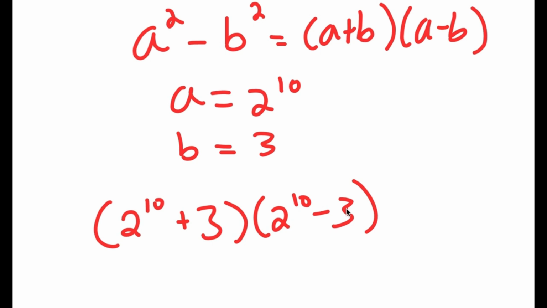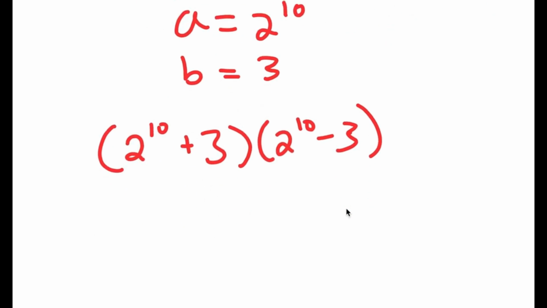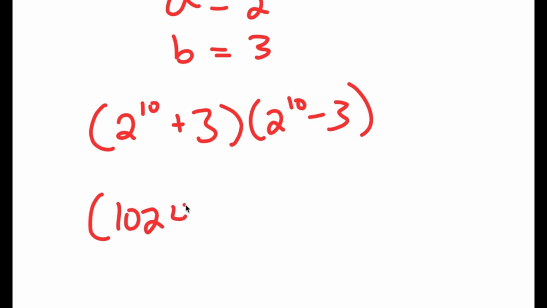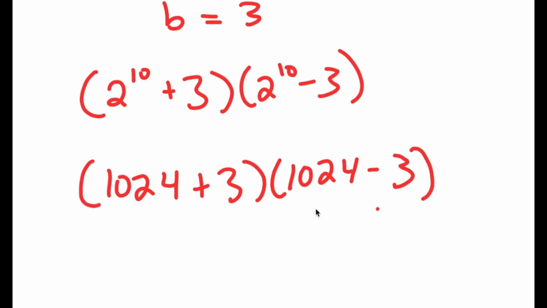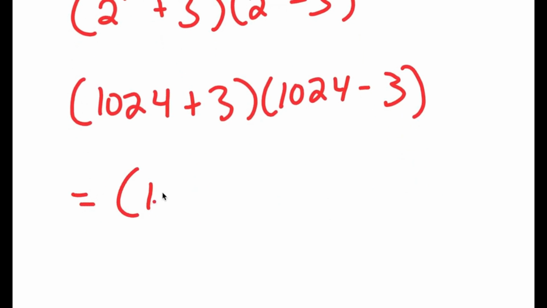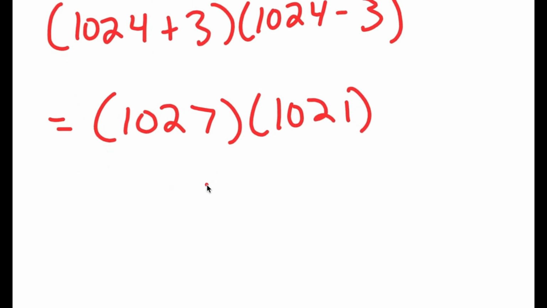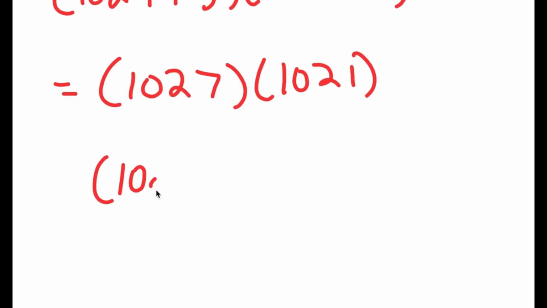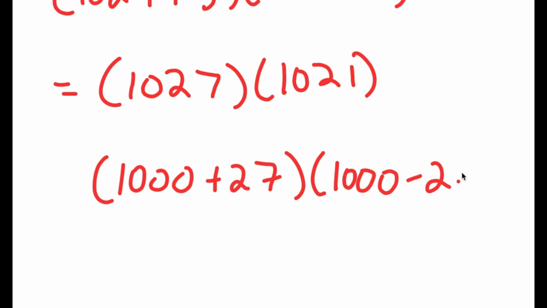Now, 2 to the power of 10 is equal to 1024. So I get 1024 plus 3 times 1024 minus 3. And this is equal to 1027 times 1021. Now, we can obviously multiply this in this form, but there is a simpler way to multiply these two numbers. So what I'm going to do is rewrite this as 1000 plus 27 times 1000 minus 21. Or sorry, 1000 plus 21.